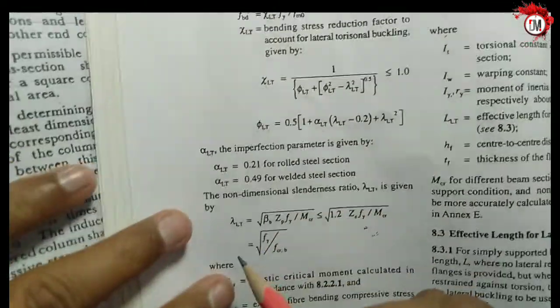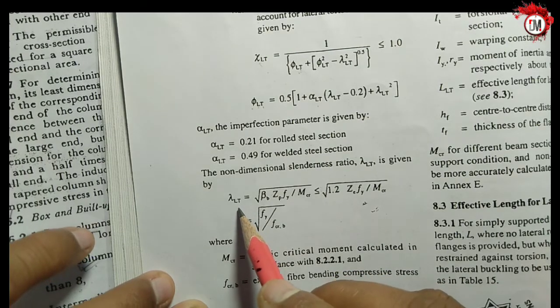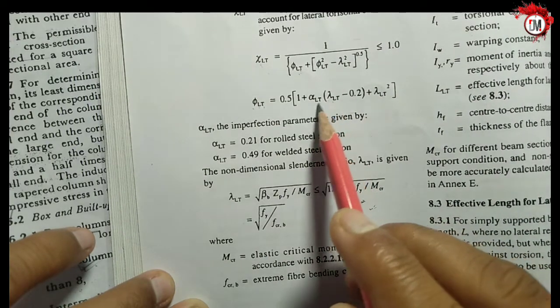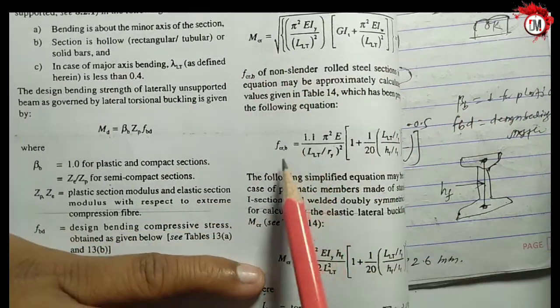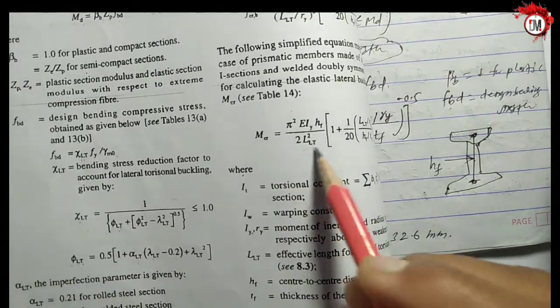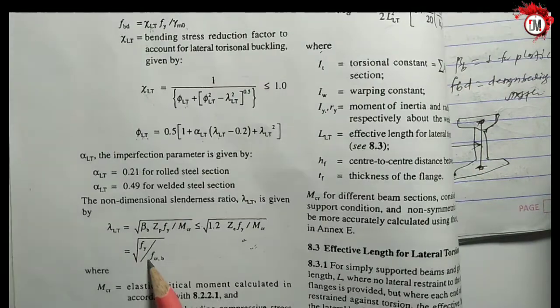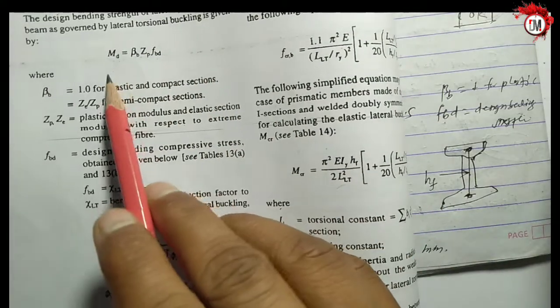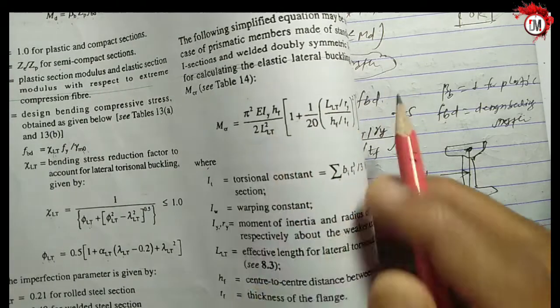So we will go further down. Here you can see lambda_LT and alpha_LT. We will calculate these two values. For this, we have to go here: Mcr, fcr, Mcr. So we have to calculate all these values. After that, we will go further to this value, then this, and finally we will calculate the value of Md. So basically, we will start from here. If you start from here, this will be easier.